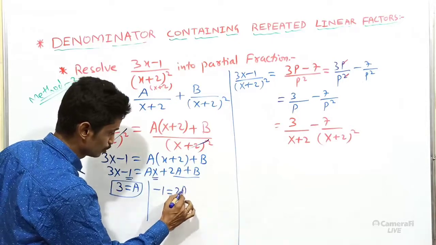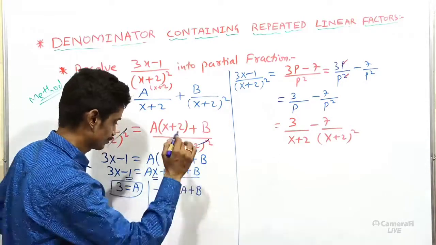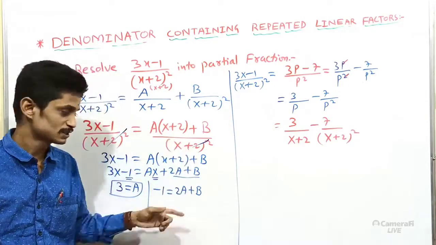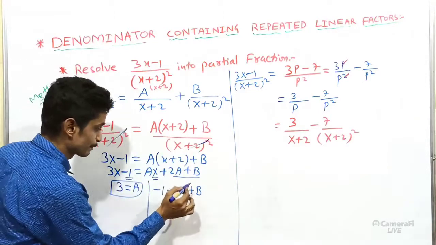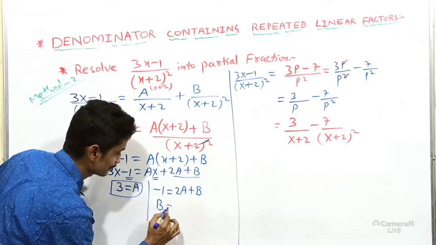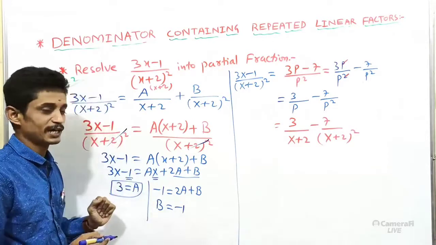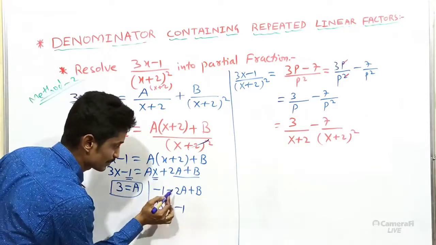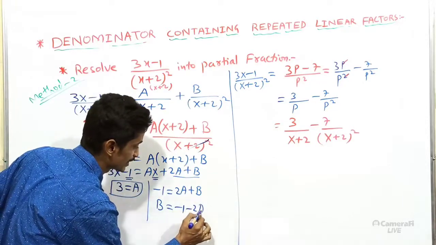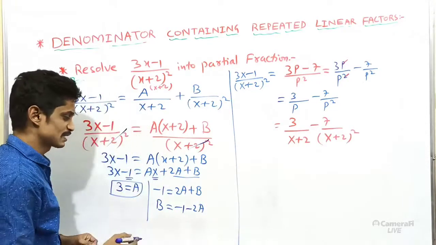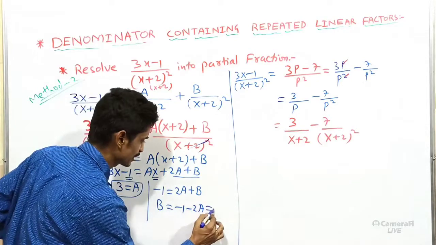This side, 2 times of a plus b. What value is required for us? The b value. So b, write as b. This minus 1 is already there. Transfer to a. Transfer to a means plus 2a becomes minus 2a. Just replace the respective values.